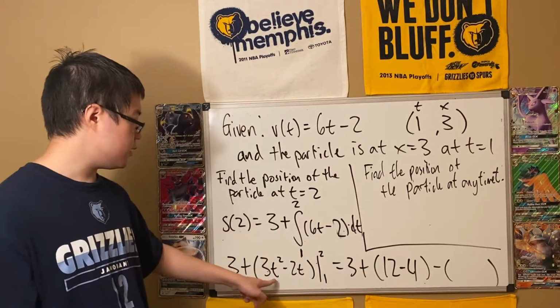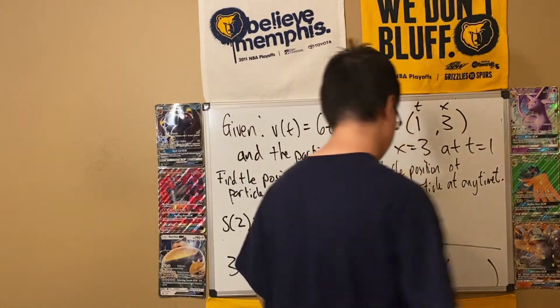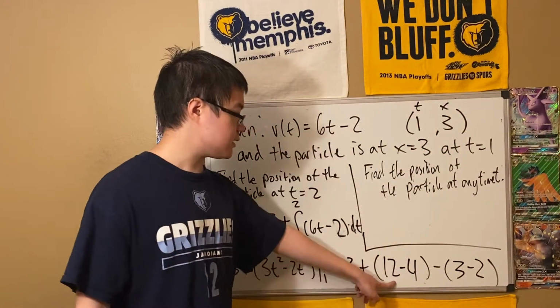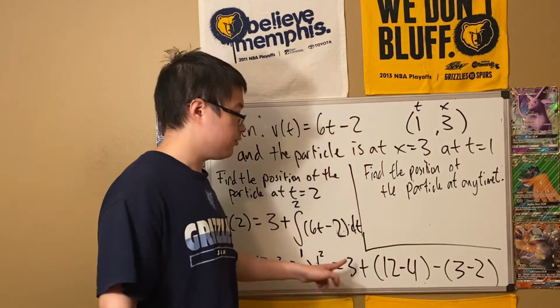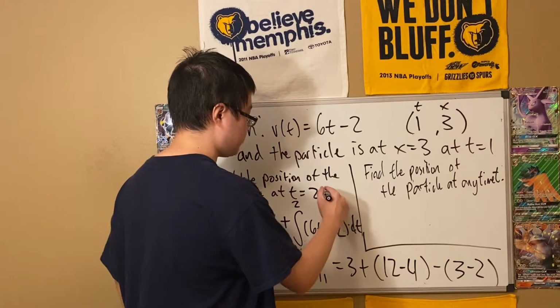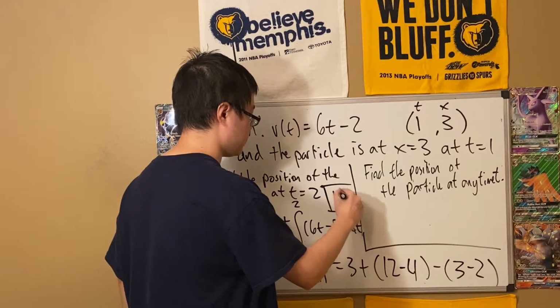So when we plug in 1 here, it looks like we'll just get 3 minus 2. That's not too bad. So let's finish this off. It's going to be 3 plus 8 minus 1. 3 plus 8 is 11. Minus 1 is 10. So the answer is 10. I don't have space, so I'm just going to write it right here.